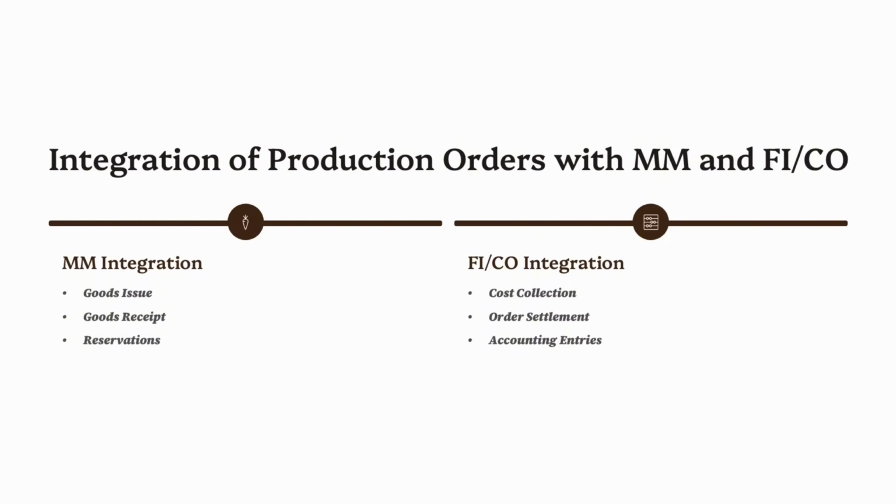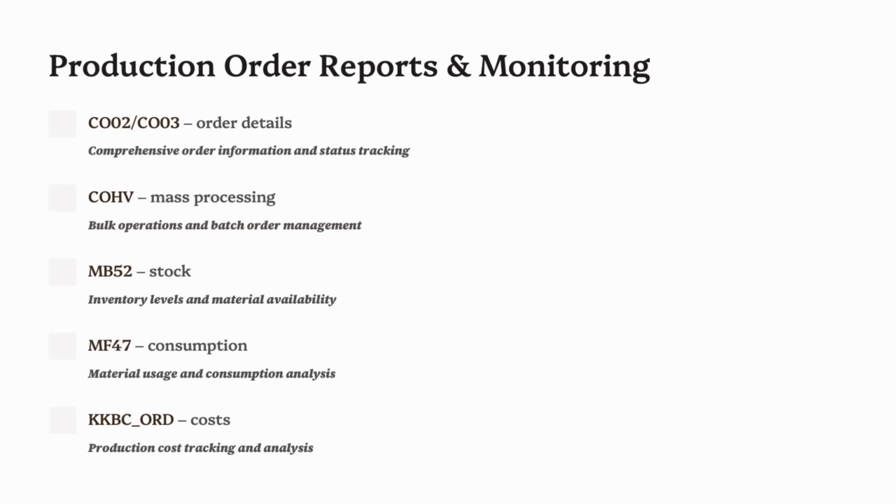This integration ensures that production is not just physically executed, but also reflected in inventory levels and financial accounts, providing a 360-degree view of the manufacturing process. Part 6. Common reports and monitoring. Once production orders are created and executed, monitoring them is just as important as creating them.